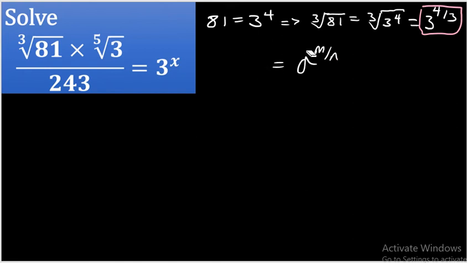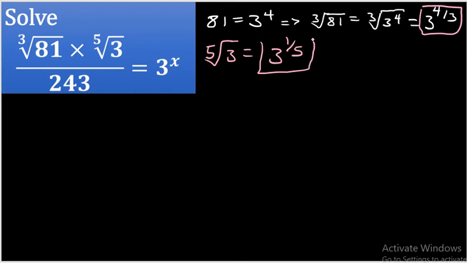When you go to the second part, the fifth root of 3 is the same as 3 to the power of 1 over 5, because the index is 5, so we can write it in this way. And the last one, 243, again can be written as a power of 3, which is 3 to the power of 5. Let us keep this.